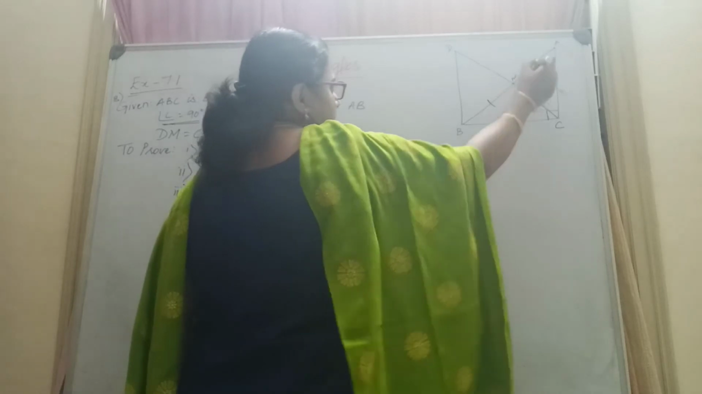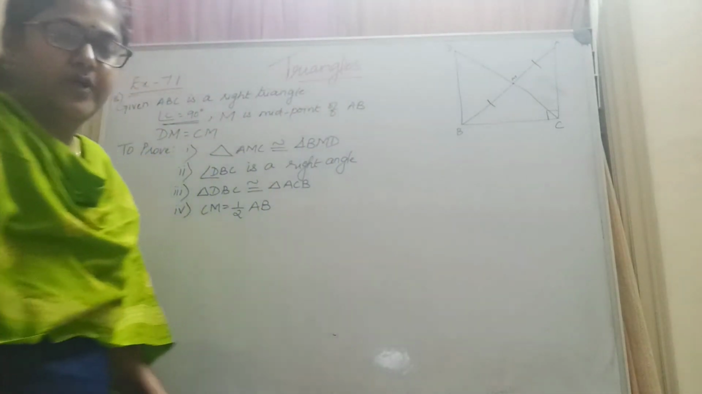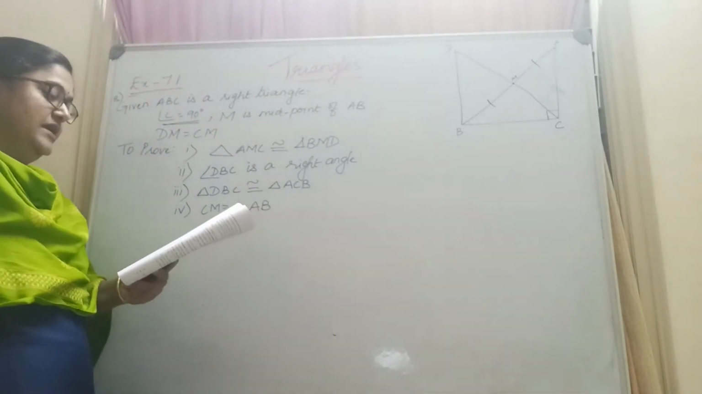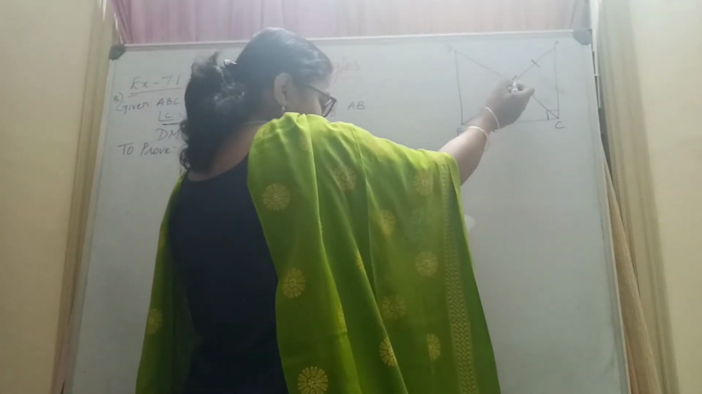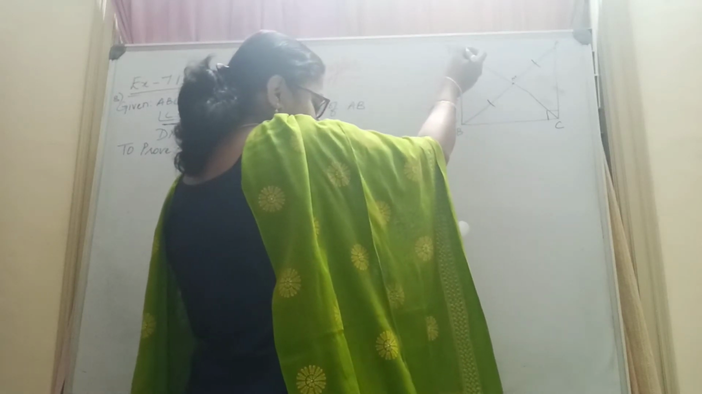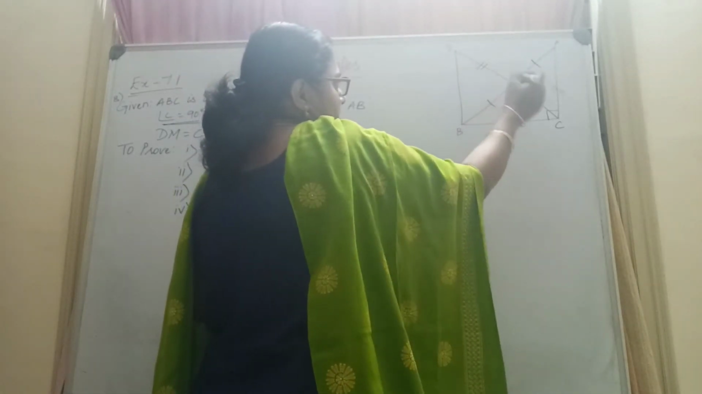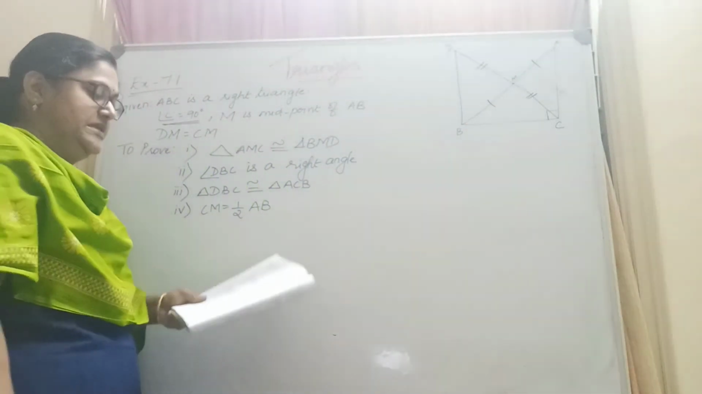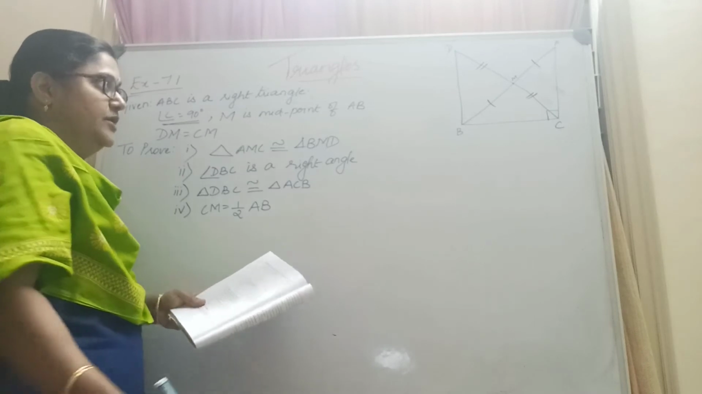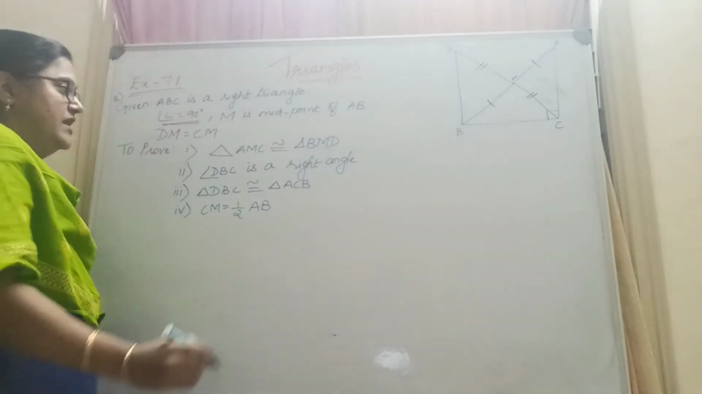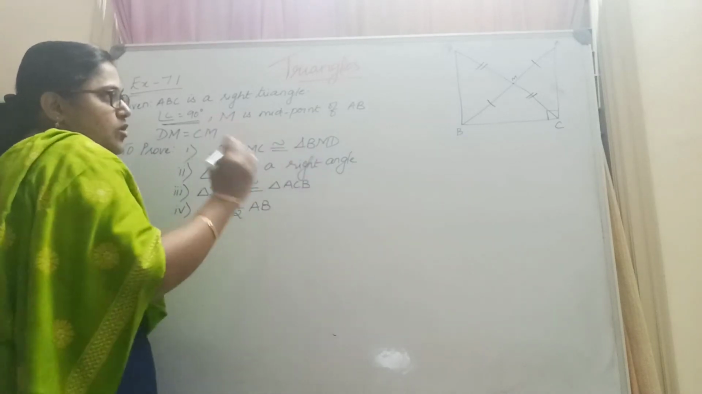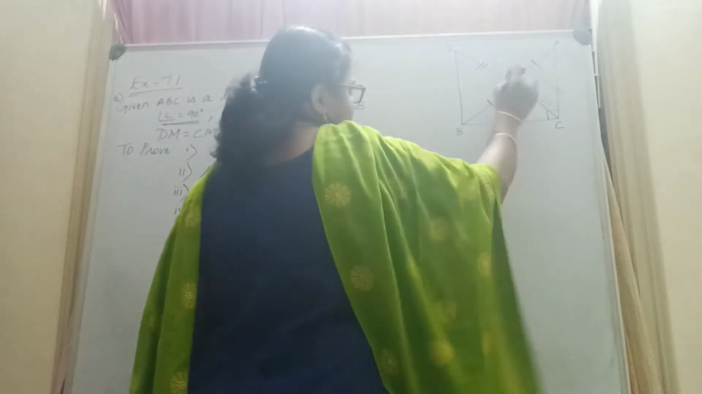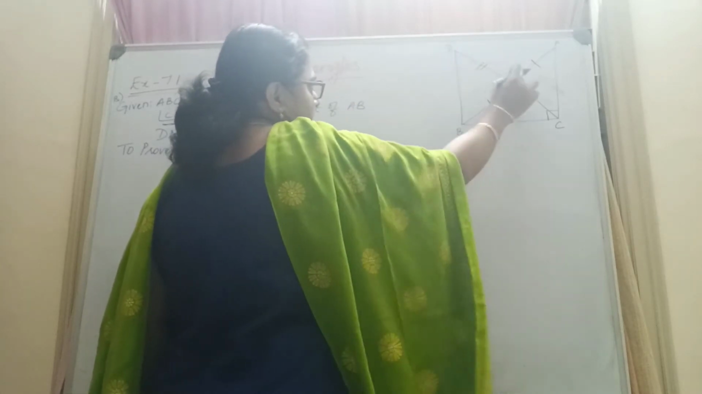So, M is the midpoint of side AB. It means that MB is equal to MA. Okay. Also, they have given C is joined to M and produced to point D such that DM is equal to CM. Point D is joined to B. Okay. We have to prove that triangle AMC is congruent to BMD.